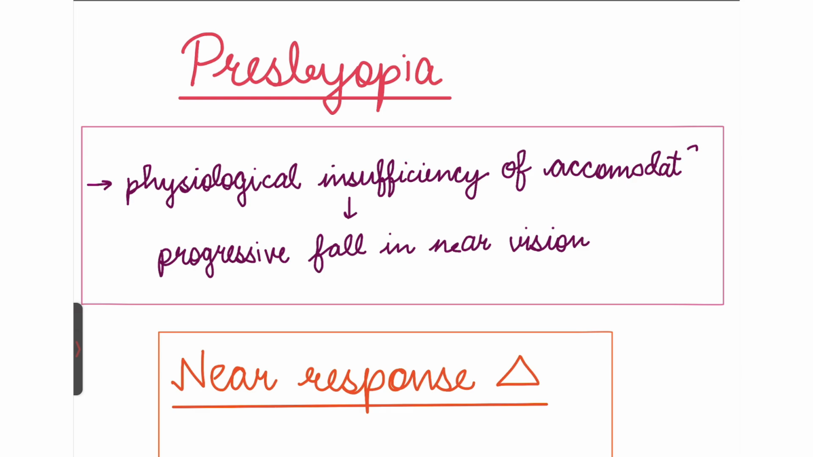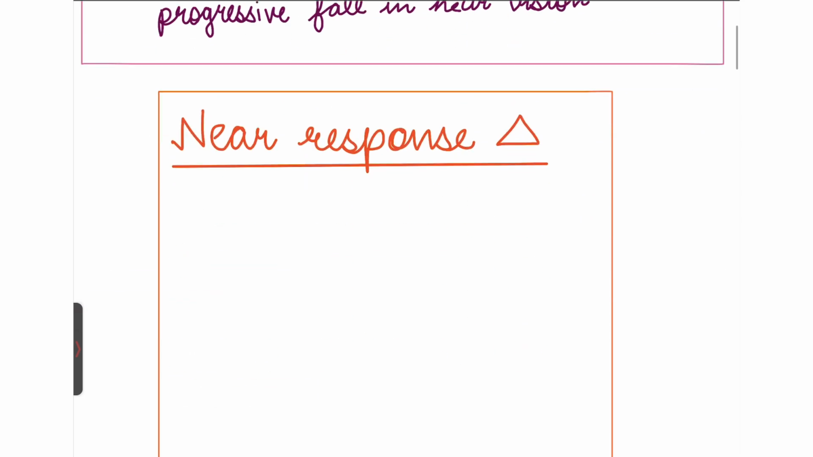So, presbyopia is eyesight of the old age. According to Khurana, it is not even a refractive error. It is a physiological insufficiency of accommodation, which leads to progressive fall in near vision. Let's see the response triad.